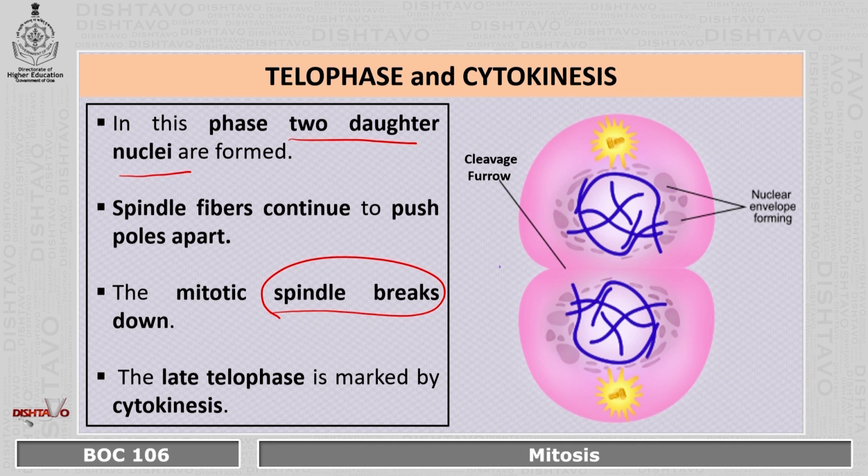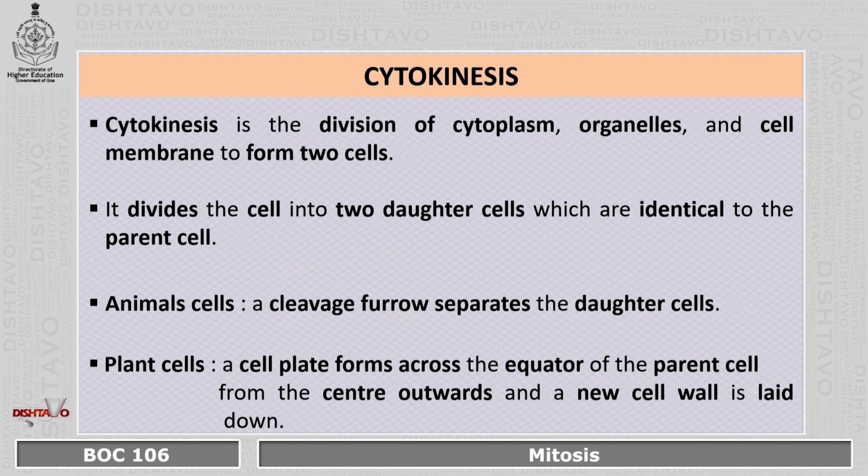This is the figure which shows that there is a cleavage furrow formation and the nuclear envelope is forming back and enclosing the chromosomes. The cell is undergoing the process of division into two daughter cells. Cytokinesis is the division of cytoplasm, organelles, and cell membrane to form two cells. It divides the cell into two daughter cells, which are identical to the parent cell.